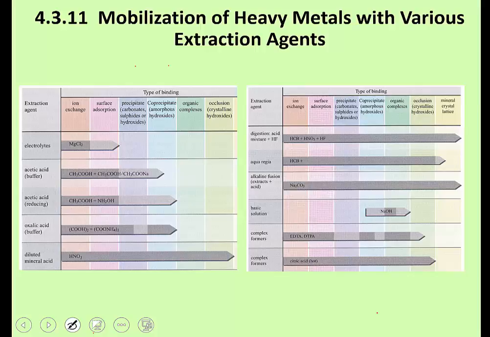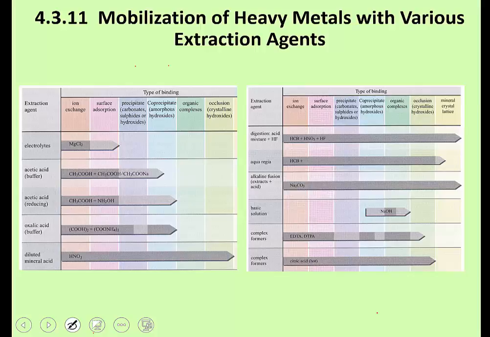Now, this figure, 4.3.11, is the author talking about using extraction agents to look at the mobilization of heavy metals. Now, this is not anything that's going on in the environment. I want to make that clear. These are not environmental changes, but this is the author talking about how an environmental scientist would begin carrying out a study of any one of these.